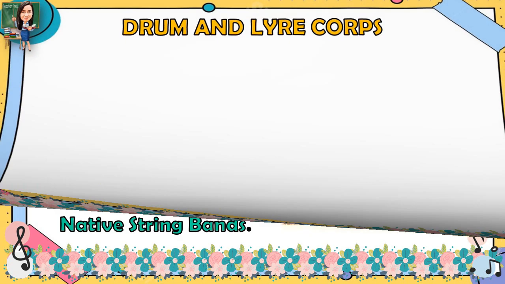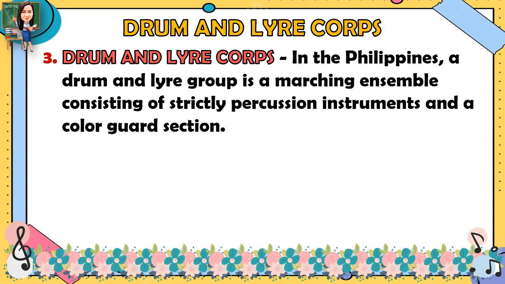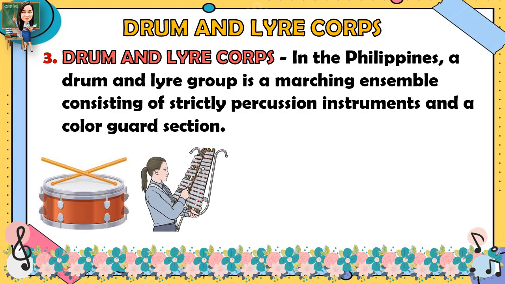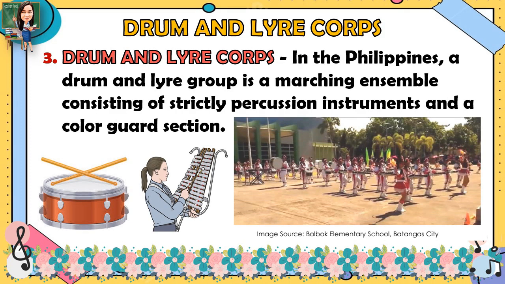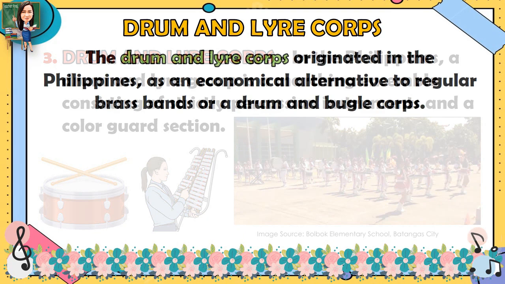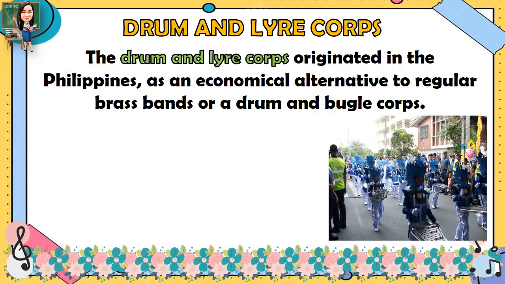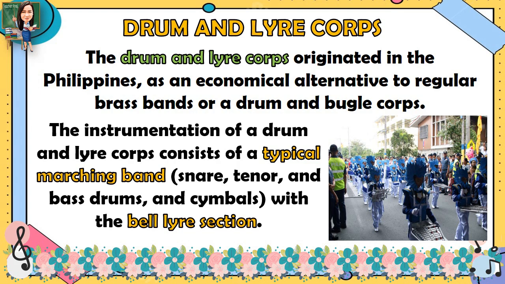The third one is Drum and Lyre Corps. In the Philippines, a drum and lyre group is a marching ensemble consisting of strictly percussion instruments and a color guard section. The Drum and Lyre Corps originated in the Philippines as an economical alternative to regular brass bands or a drum and bugle corps. The instrumentation of a drum and lyre corps consists of a typical marching band: the snare, tenor, and bass drums and cymbals, with the bell lyre section.